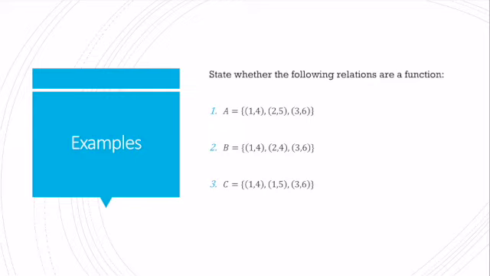So let's go ahead and look at a few examples and state whether these relations are functions. Okay, so let's take a look at relation A. So relation A is going to be in blue. I have 1, 2, and 3 as my x values, and I have 4, 5, 6 as my y values. I have 1 go to 4, 2 go to 5, and 3 go to 6. Is this a function? Yes, this is a function because each x has exactly one y value.